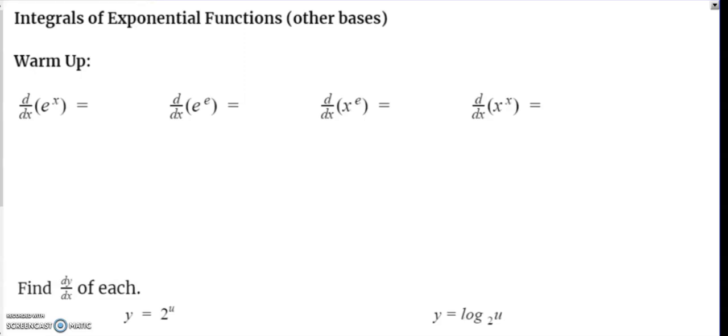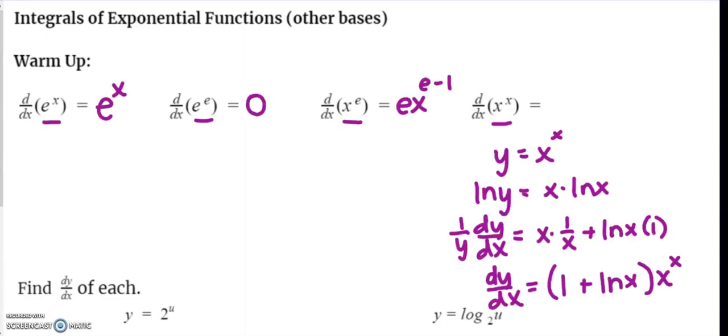Right, so we have been working with exponentials, and our warm-up for today is going to be to take the derivative of e to the x, e to the e, x to the e, and x to the x. So pause your video, try those 4 problems, and unpause when you're ready to check. Pause now.